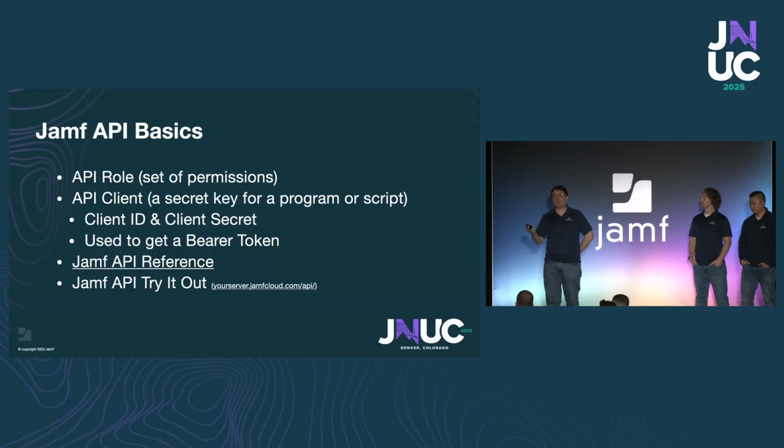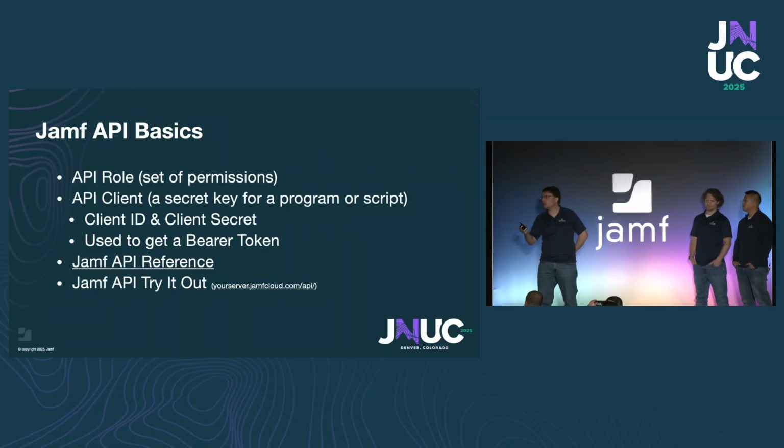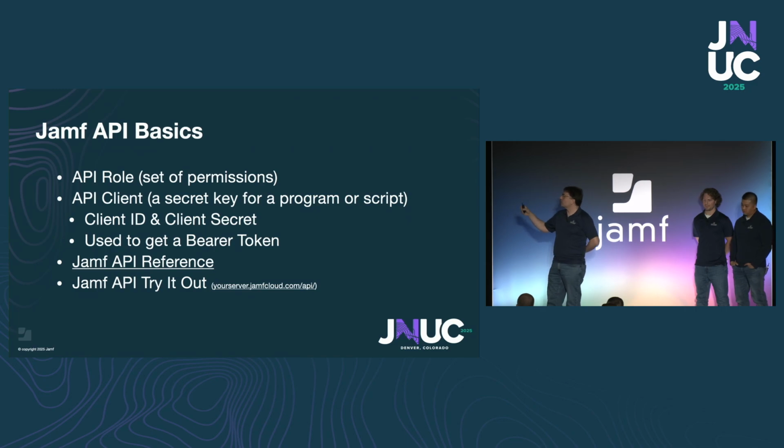As we talk about the Jamf API, you'll find information about API roles, which is a set of permissions. You'll find information about API client, which is a client ID and a secret. That's basically your username and password just for your API tool. That's used to get a bearer token, which we'll go over later.